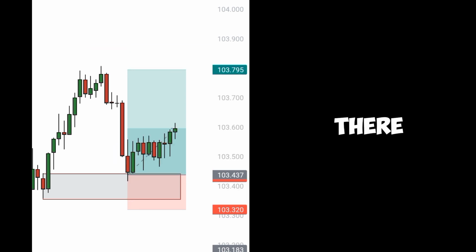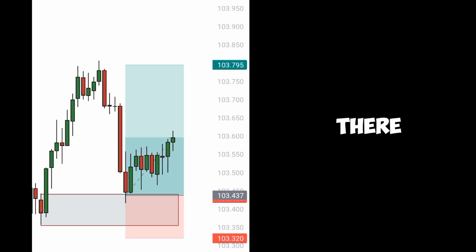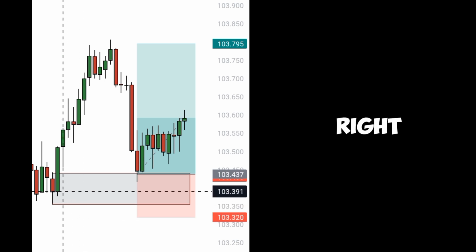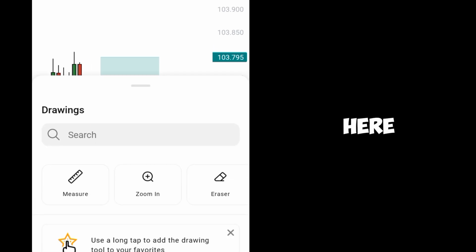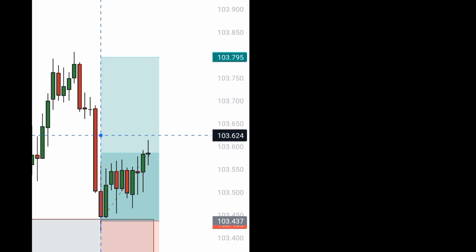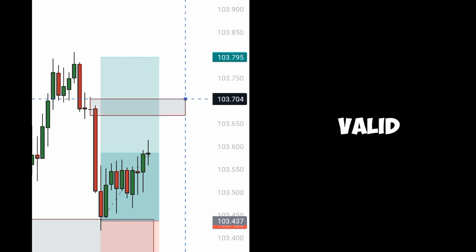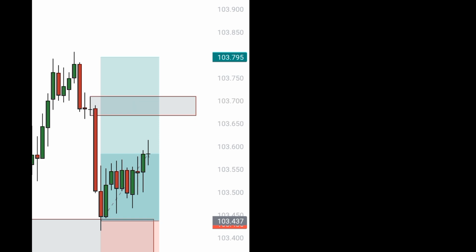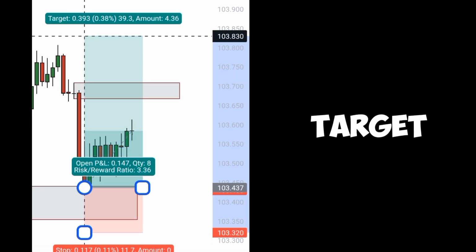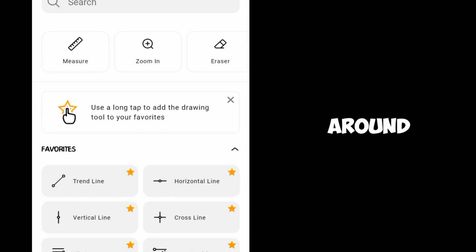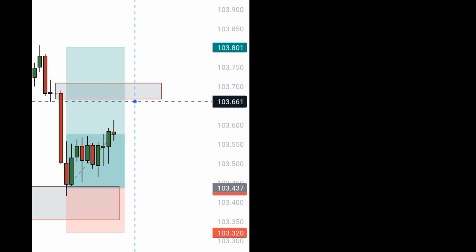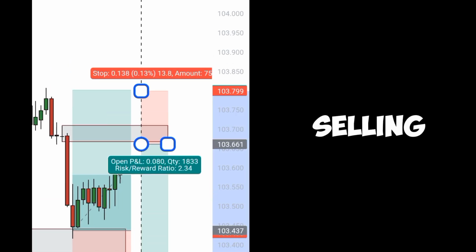Now there are things you have to consider. If I'm taking a trade right there because I saw an order block right here, someone else will be looking forward to taking a trade right here, which is also valid for a sell. So while you are looking forward to getting a target somewhere around here, somebody is looking forward to selling around here.